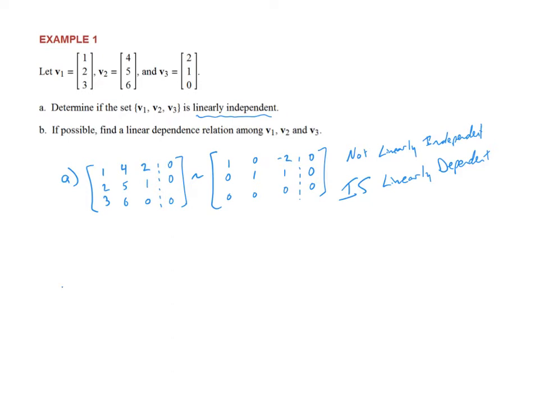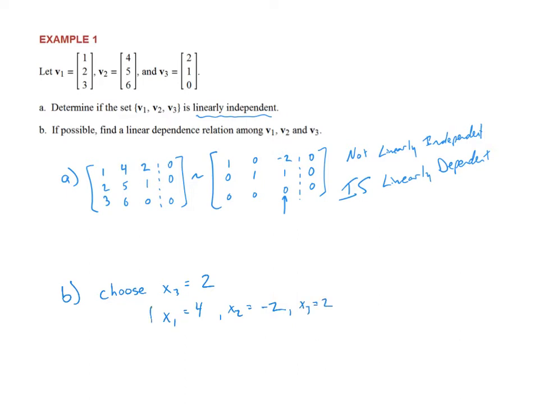Now, part B says, if possible, find a linear dependence relation among those three vectors. What we do is we take our free variable, which is the one that's missing a pivot, and we're going to choose x3 equal to 2. That is my choice. I wrote it down when I took my notes out of the text, but you are free to choose any number for x3. That is why it is a free variable. If x3 is equal to 2, then x1 is equal to 4, x2 is equal to negative 2, and x3 is equal to 2.